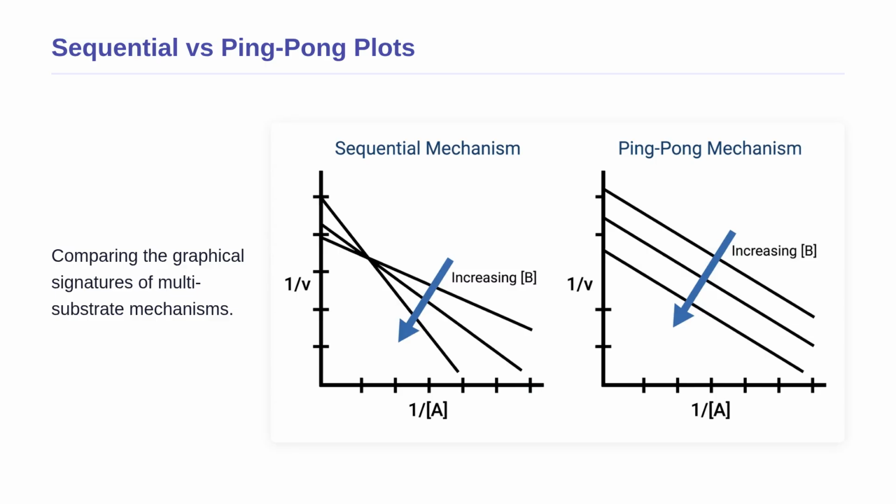On the right, we have the ping-pong mechanism. Here, increasing substrate B shifts the line downward, but keeps it perfectly parallel to the others. This parallel nature proves that the substrates never occupy the enzyme at the same time.